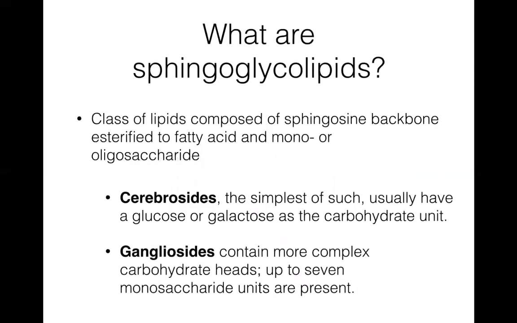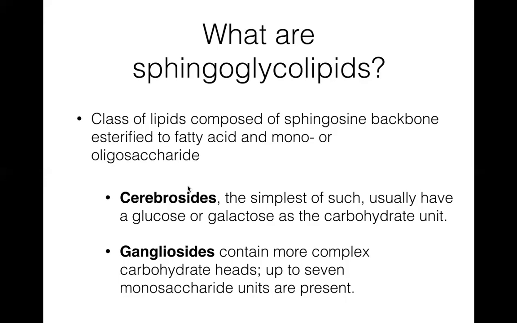Now let's move on to sphingoglycolipids. This is somewhat similar to a phospholipid, but this is exclusively found in nervous tissue. So what are sphingoglycolipids? These are a class of lipids composed of a sphingosine backbone. The backbone is esterified to a fatty acid, but the head, rather than a phosphate, is a sugar, either a mono or an oligosaccharide.